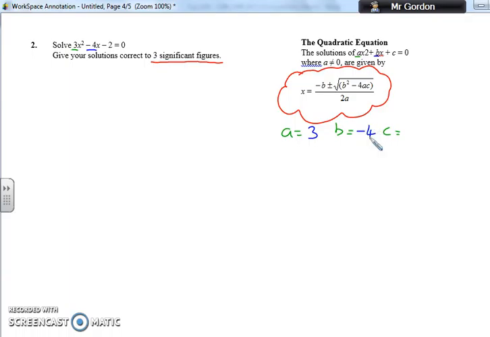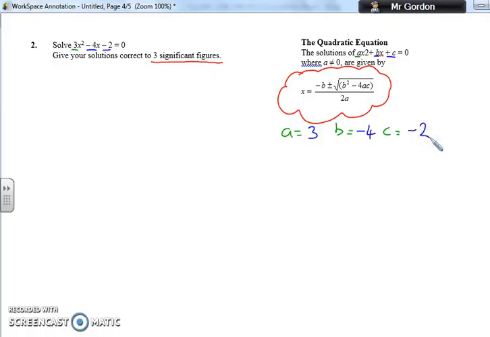And the last bit is the C term. And the C term is the number on the end. It's just given as plus C here. Doesn't have to be positive though. As we can see up here, it's going to be minus 2. Just highlight that there. C is minus 2.